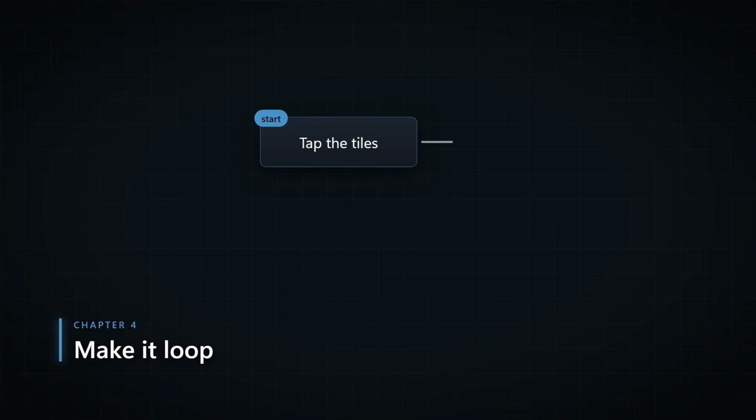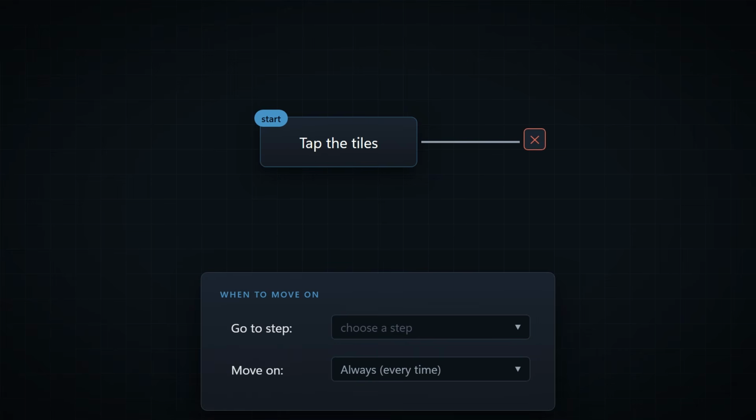As it stands, the step would run once and stop. Under Then, go to the next step, click Add. Set Go to Step to Tap the tiles. Yes, the step itself. And set Move On to Always Every Time.